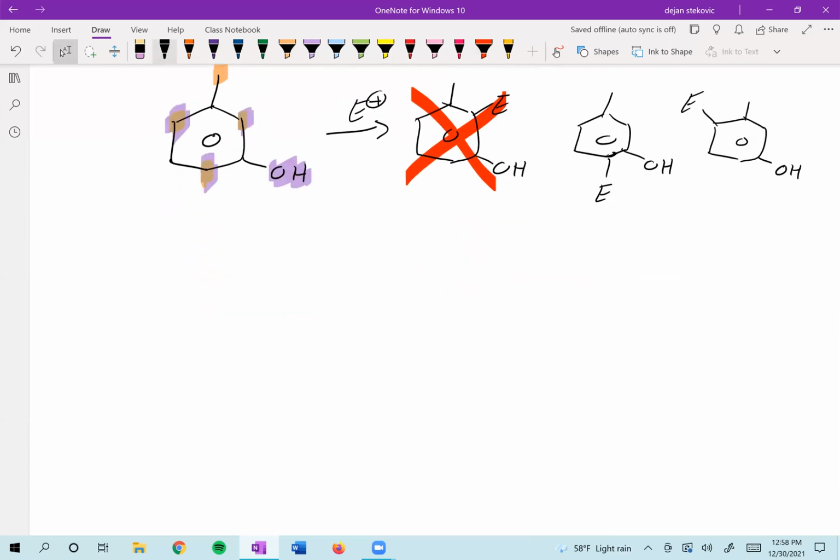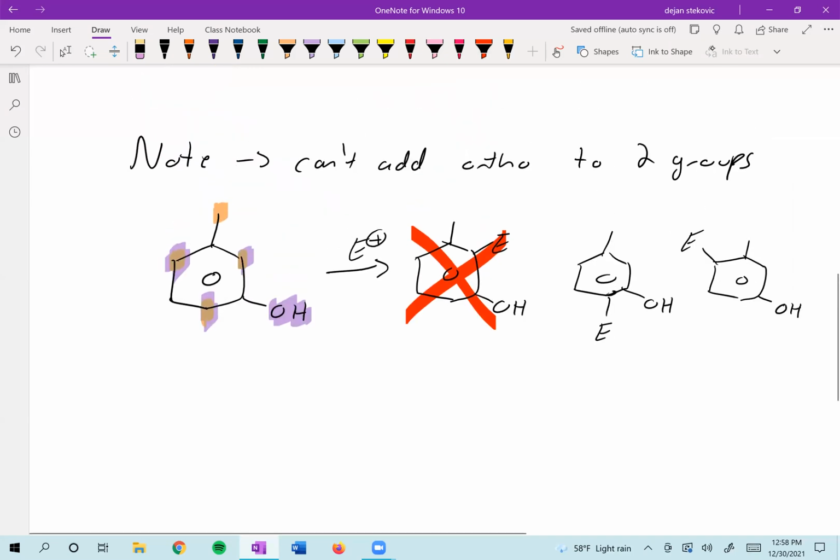And again, as I said earlier, if you have multiple groups, it's always the strongest donator that wins, right? So here we have this methyl, and here we have this nitro group. This nitro is going to want to make him go meta, while this ortho group is going to want to go ortho or para, right? So what's going to win out here? Oops, in this case, they're the same. Just scratch that last part. Always remember the strongest donator wins.